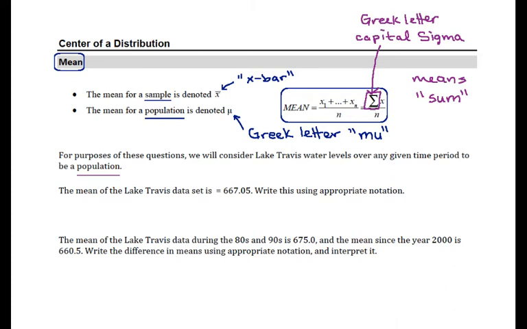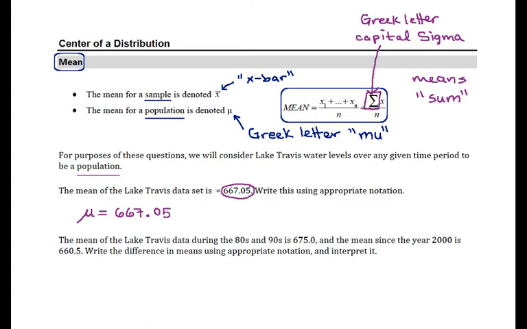The mean is 667.05 for our data set. We're going to write this using appropriate notation. Because we consider these to be a population, that notation is going to be mu. So I would write this as mu is equal to 667.05.